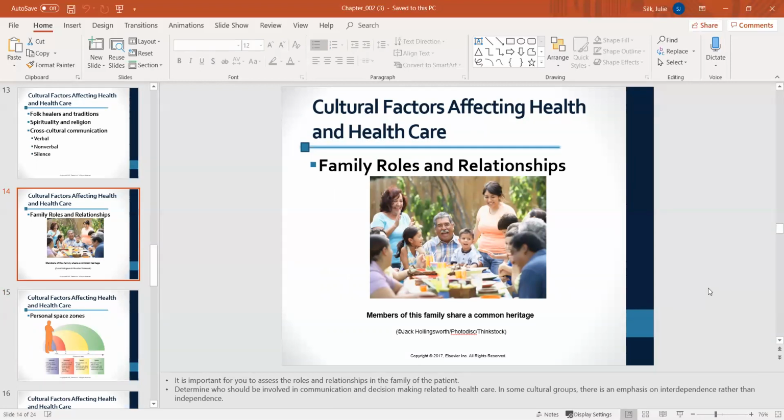Okay, so family roles and relationships are very important. They can affect the health of the individual that you're trying to deal with. So it's important for you to assess the roles and relationships in the family of the patient, and determine who should be involved in communication and decision-making regarding the health care of that person. In some cultural groups, there is an emphasis on interdependence rather than independence. So a lot of times it's multiple people in the family making the decision for that person.